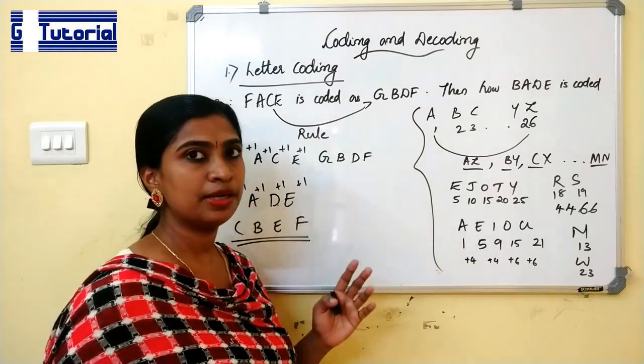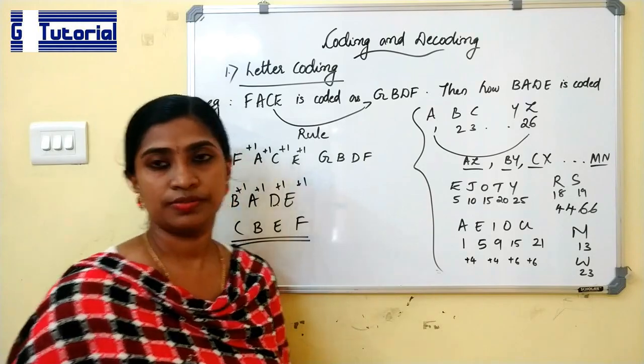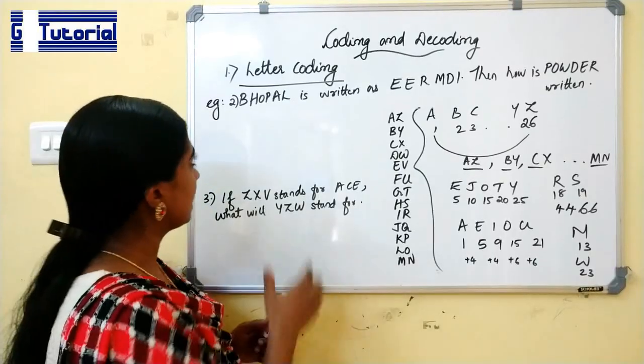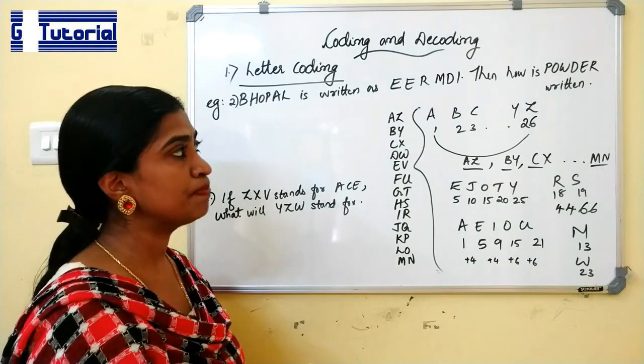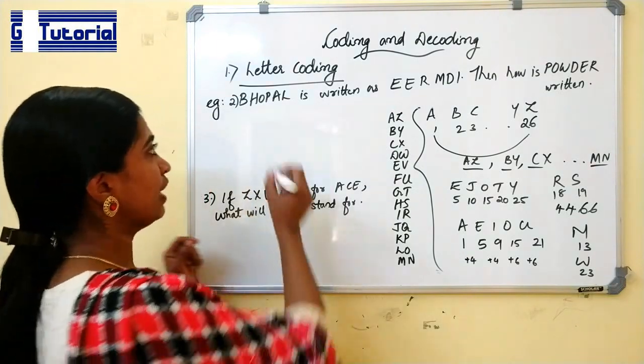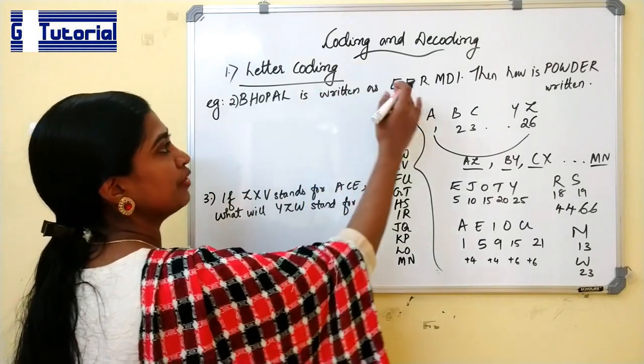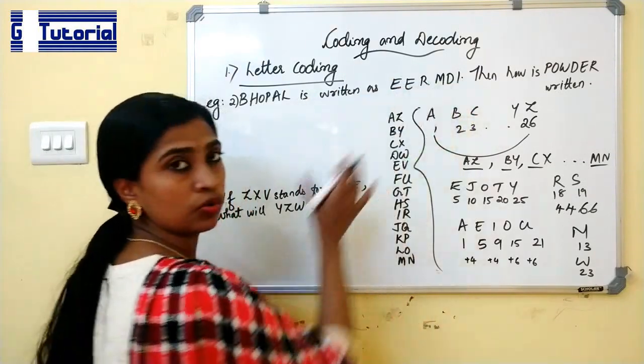Now we can do another problem from the letter coding. This is the next question. If Bhopal is written as EERMDI, then how is powder written? So we have to find the rule how Bhopal is converted to this code.